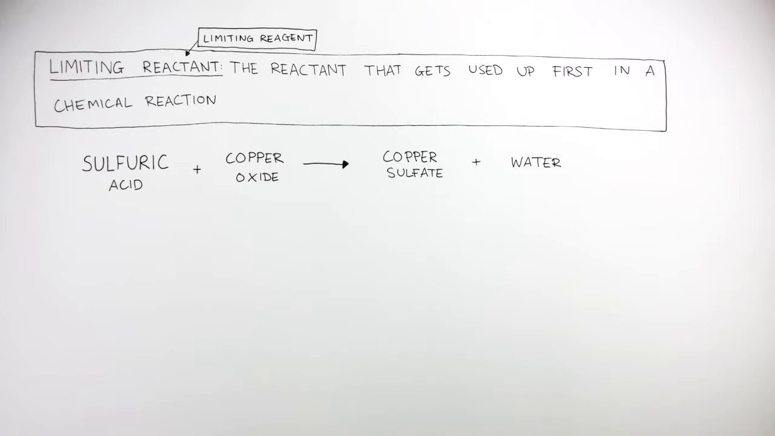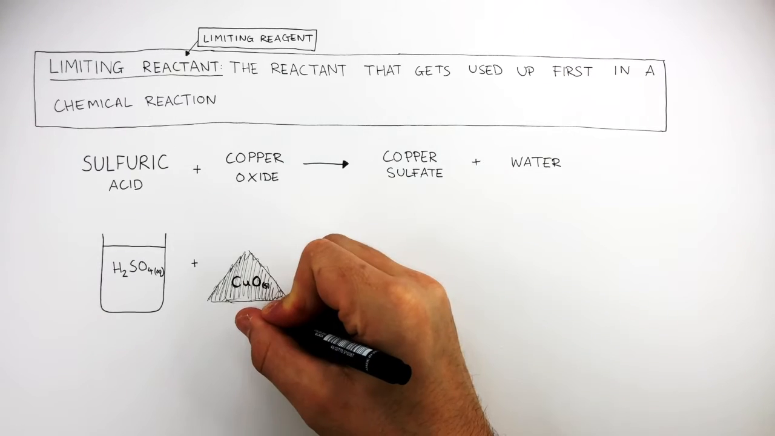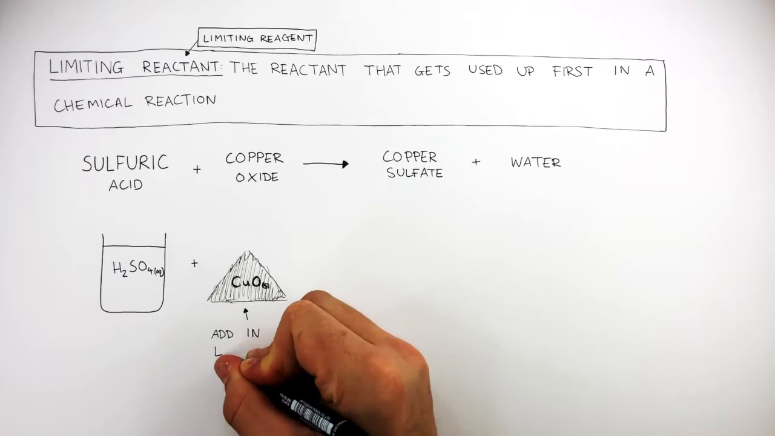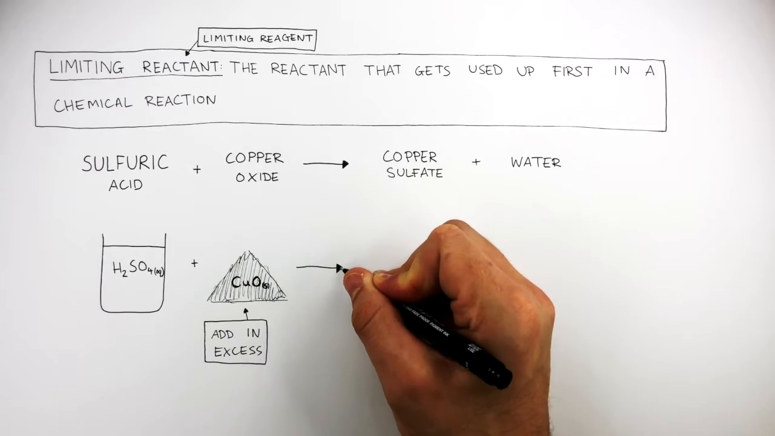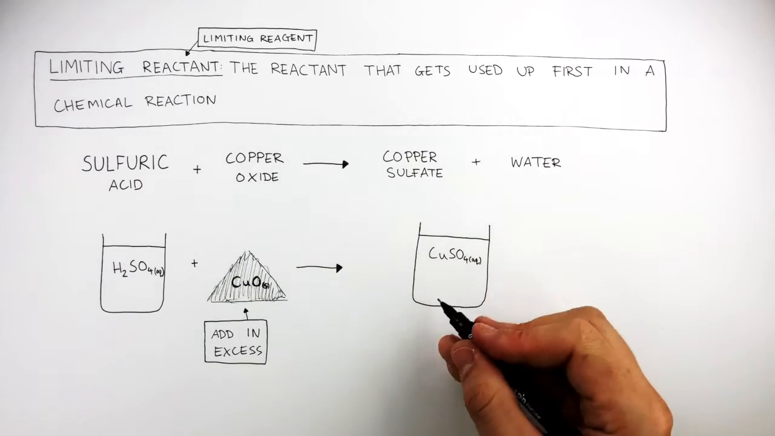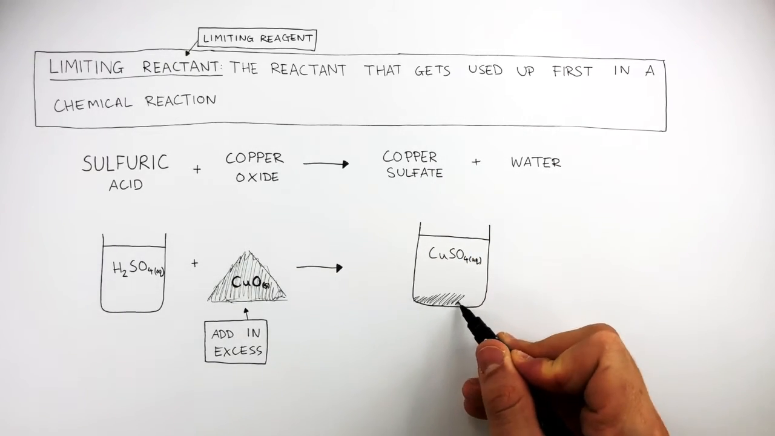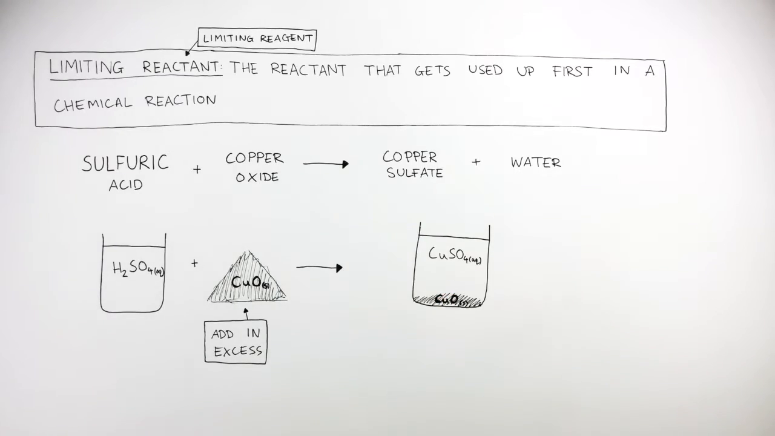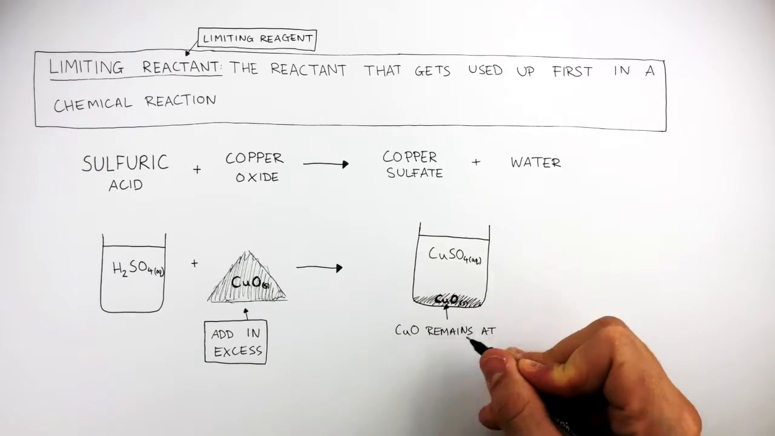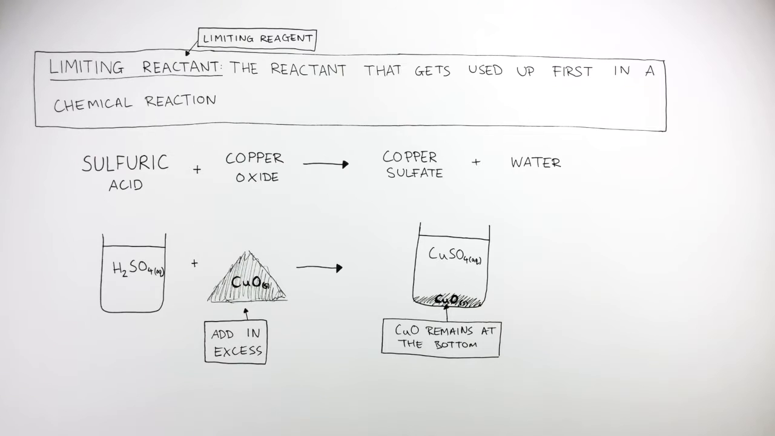To understand what the limiting reactant is, let's say we react sulfuric acid with copper oxide, and this copper oxide is added in excess. What happens is copper sulfate is formed, and at the bottom of the beaker is the excess copper oxide. The copper oxide remains at the bottom as unreacted copper oxide. These coloured circles show how the copper oxide has been added in excess.